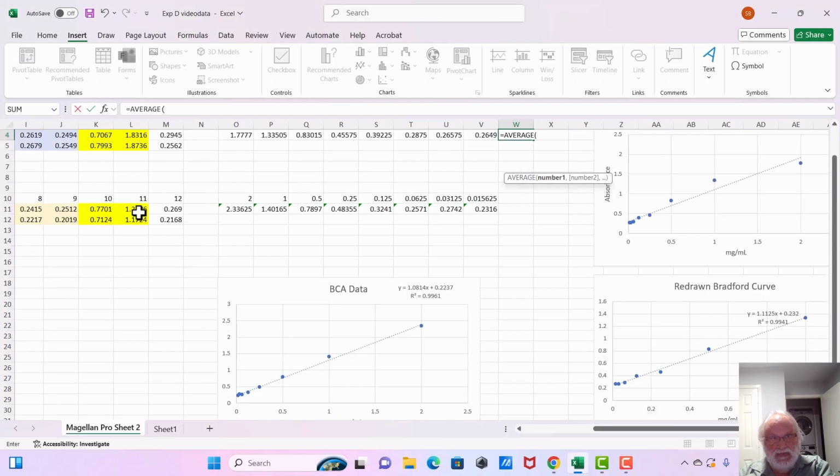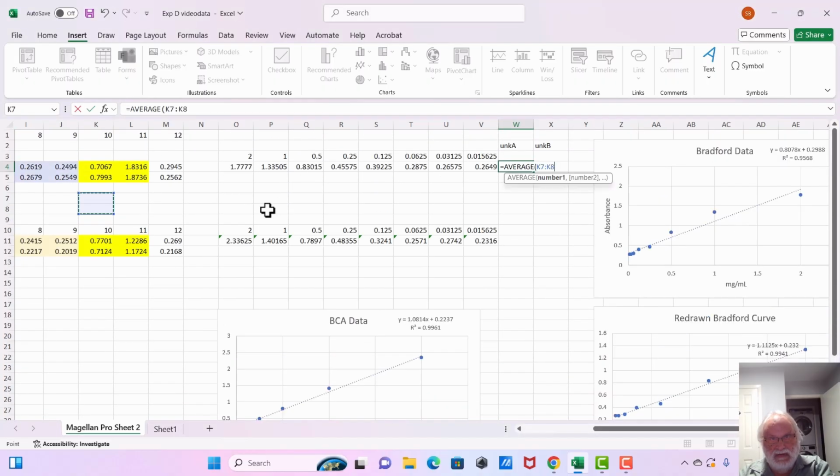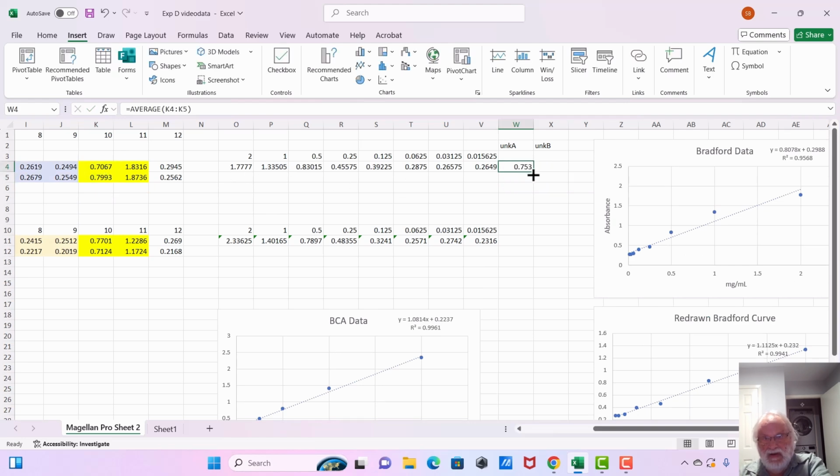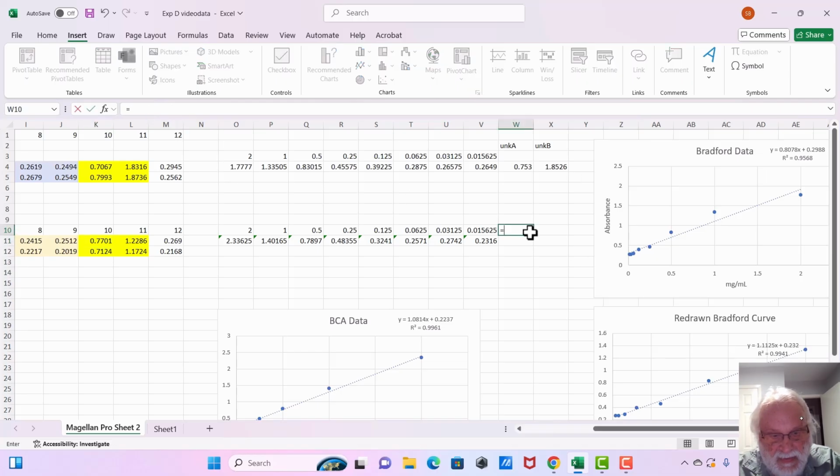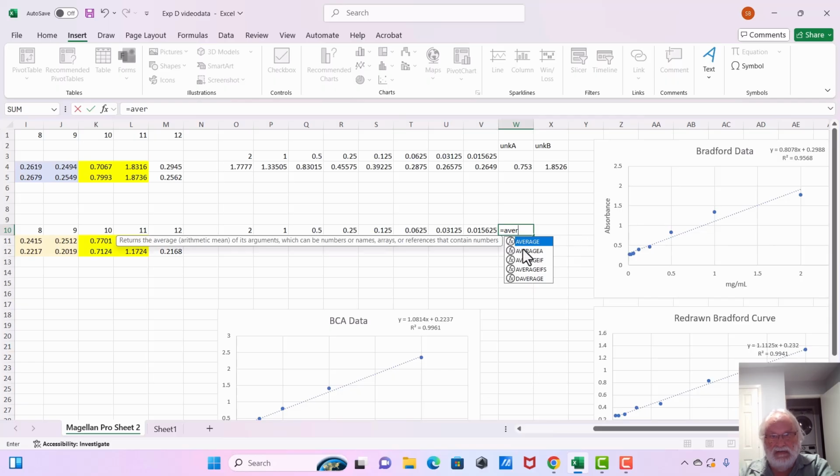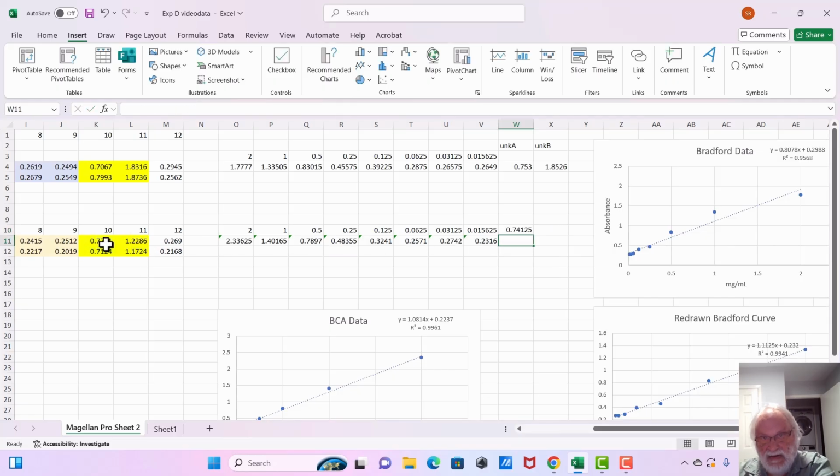Take the average of these two, hit enter. And if you want to go ahead and just copy that over to the next cell over, so there's that average. And we have here, go ahead and type equals average. And it's these two values, hit enter. We'll drag this over to here. So we have the means of those.